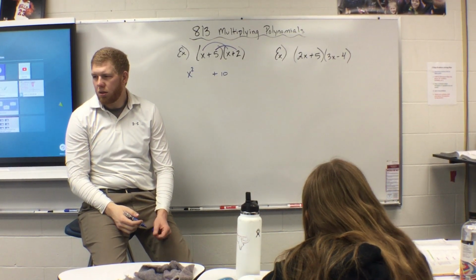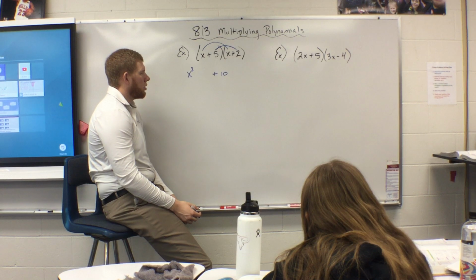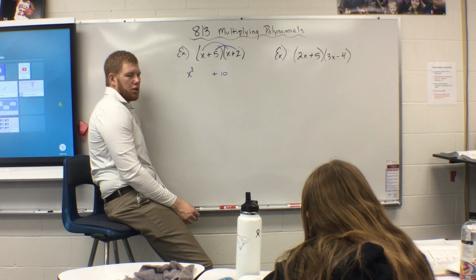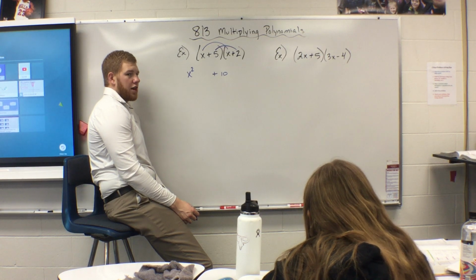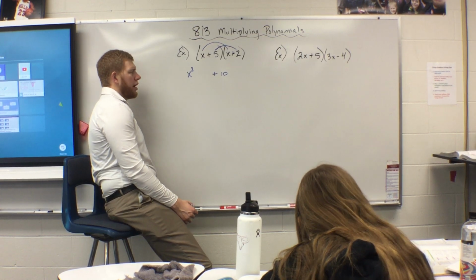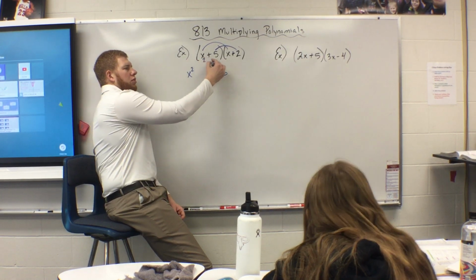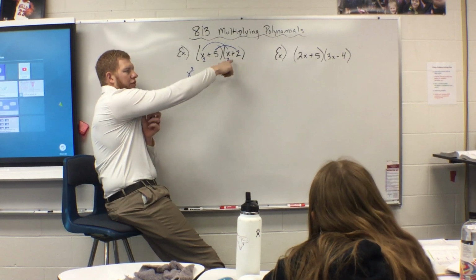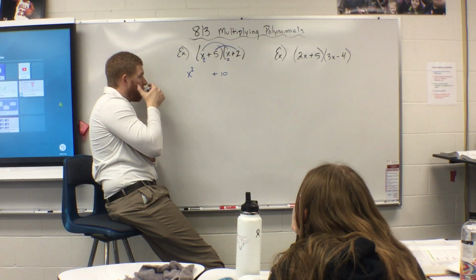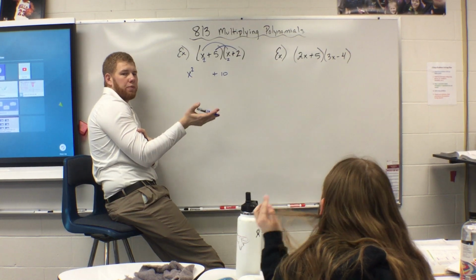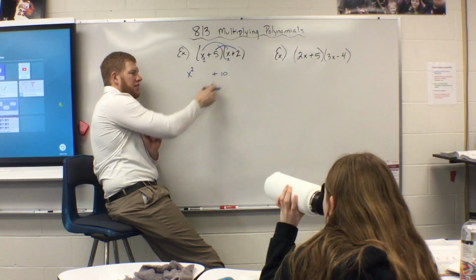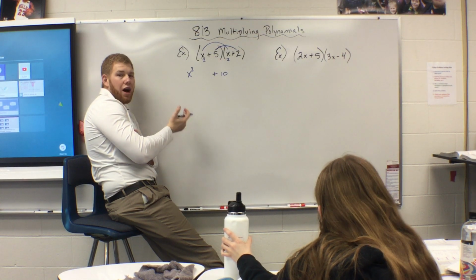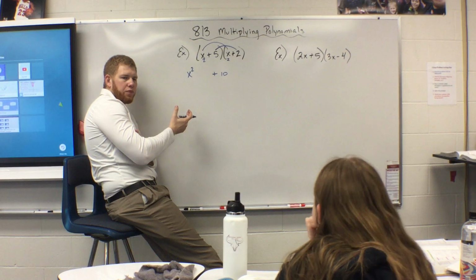No, it's not 2x, it's x squared, and that is not it. We're far from done. Think about it: if x is 2, then 2 plus 5 would be 7, and 2 plus 2 is 4. So 7 times 4 is 28. But 2 squared plus 10 gives you 14. So obviously that's not enough.